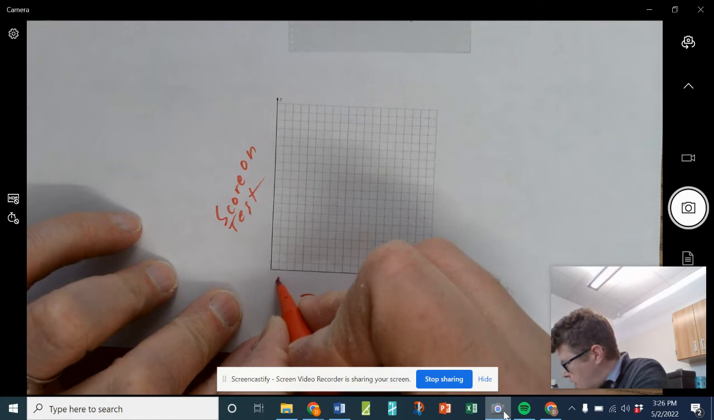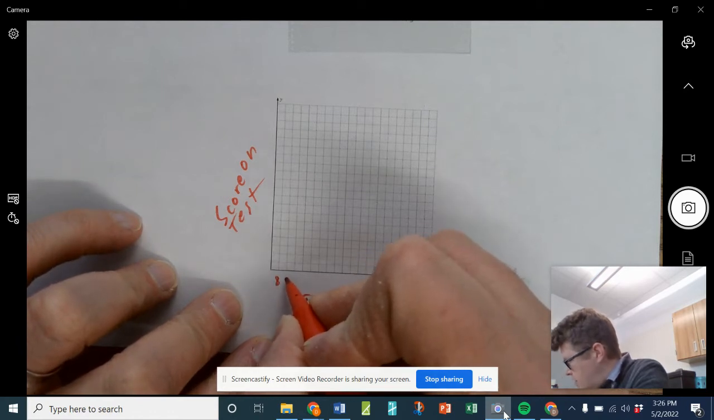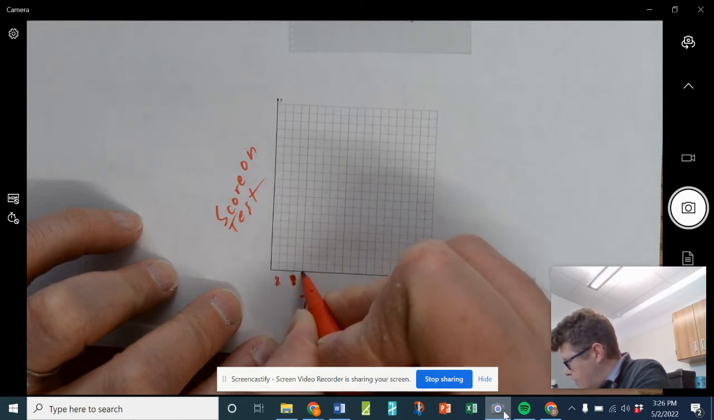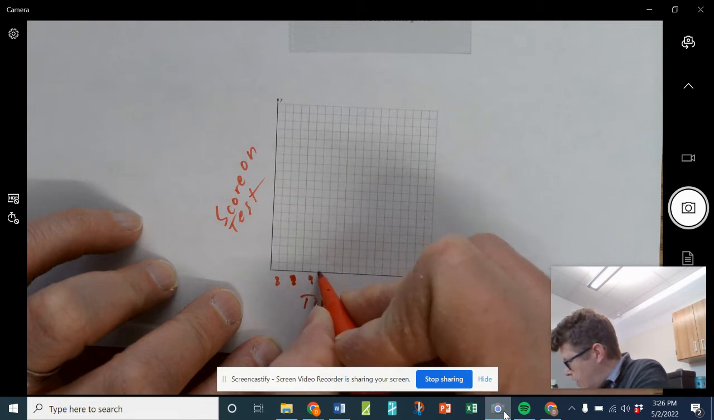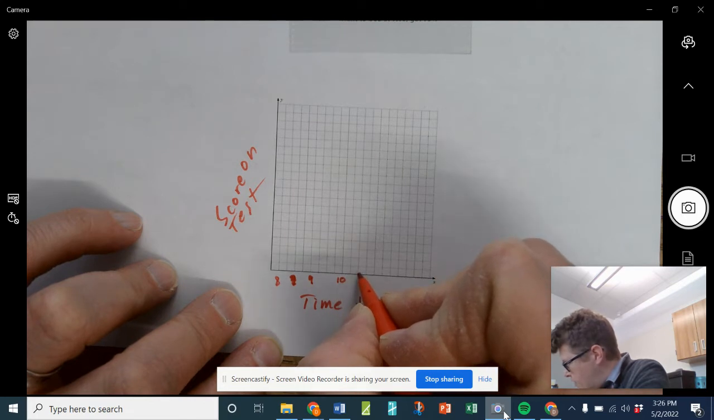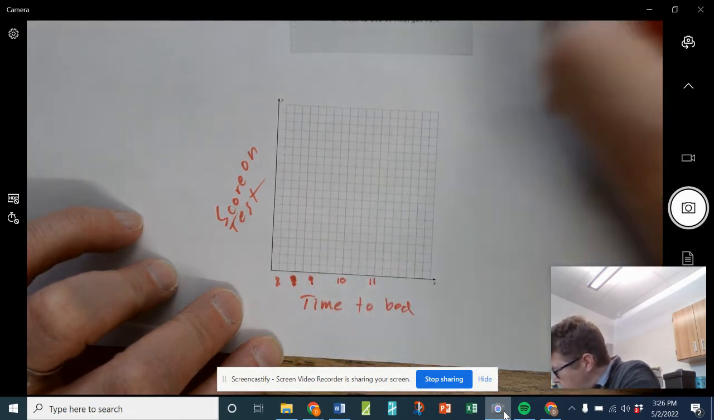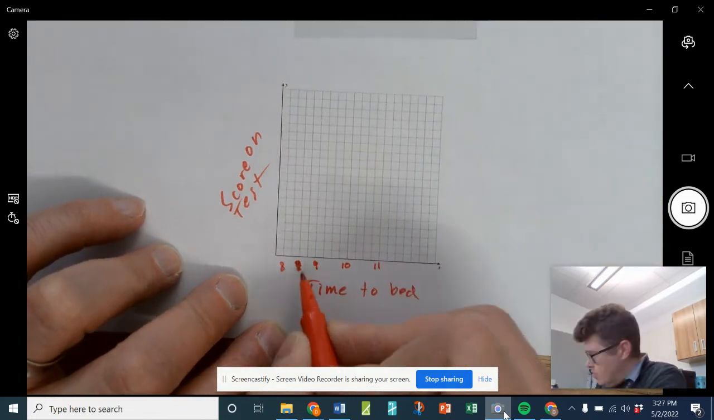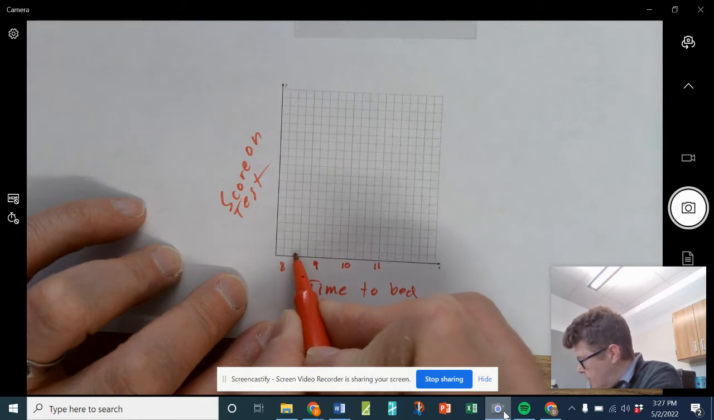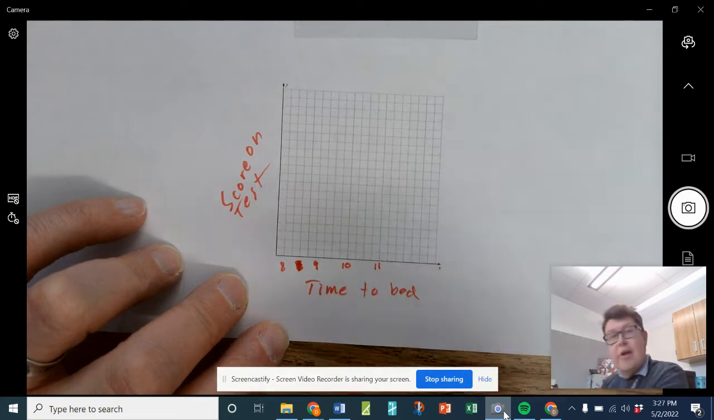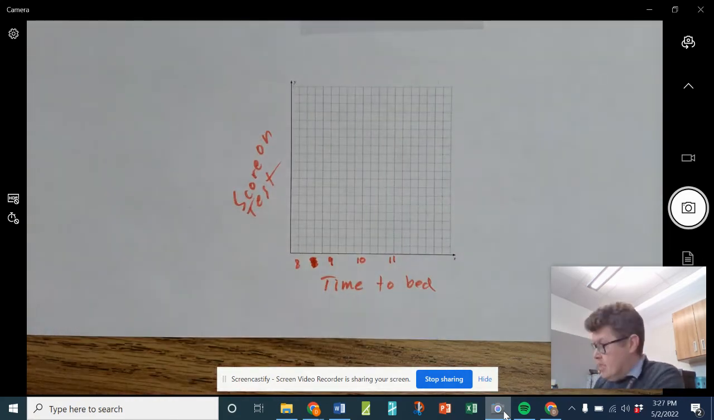Let's do 8, 8:15, 8:30, 8:45, 9, 9:15, 9:30, 9:45, 10, 10:15, 10:30, 10:45, 11. That's the last one. Okay, so again it goes right. Sorry, that was a typo. So we're breaking it up into 15-minute increments.